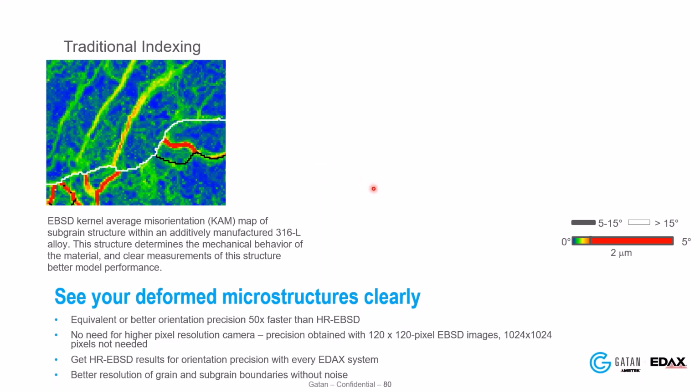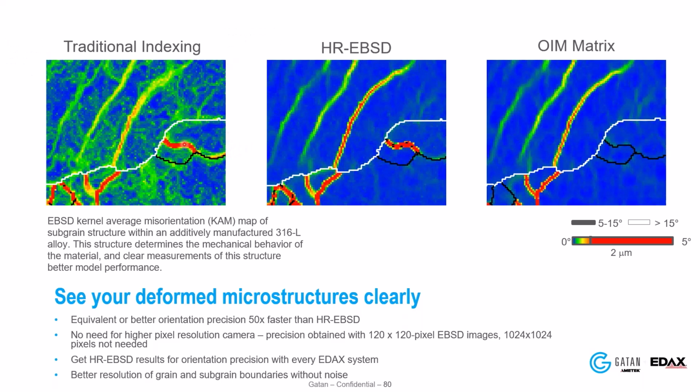They're interested in how the subgrains form in these as a function of the additive manufacturing process. And you can see in this here, we see these dislocations, subgrain walls here, but again, there's noise in the measurements. And so traditionally, we can analyze this with what's called HR-EBSD, or high angular resolution EBSD.